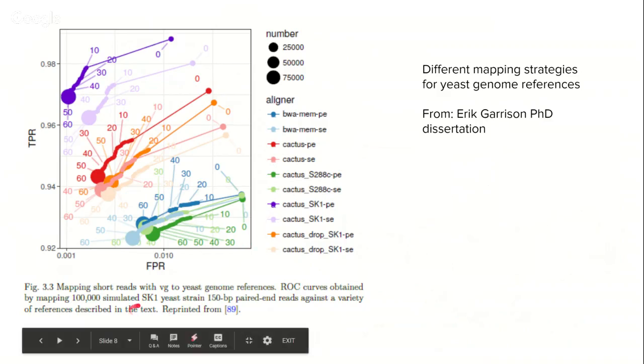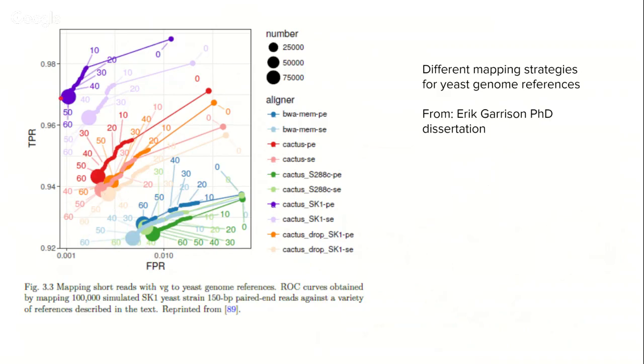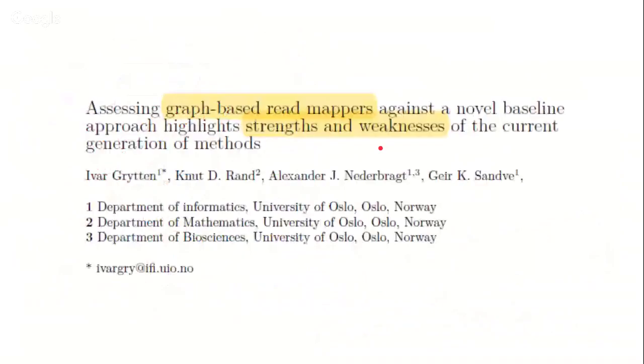assessment of that. And here they show the SK1 yeast strain. They show the true positive rate and the false positive rate, wanting to be perfect at this very top left corner, and how these graph-based approaches, cactus for the SK1 or cactus drop, which has different parameters for cactus, do better than the linear approaches, in this case blue for bwa-mem. So that's an initial one.